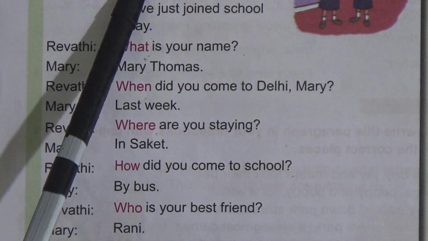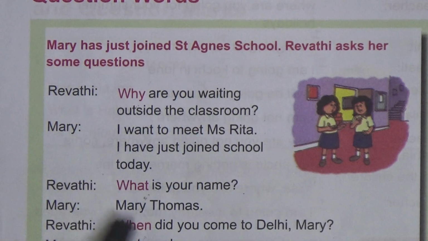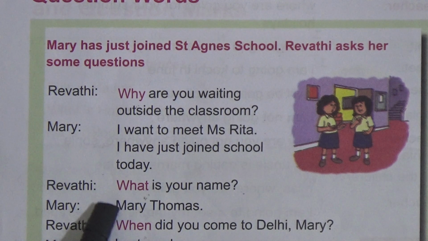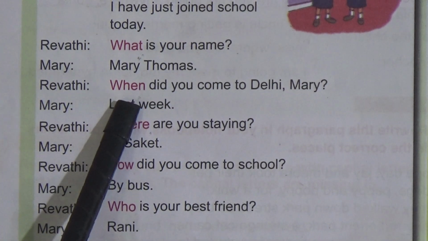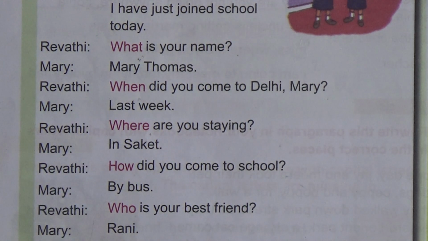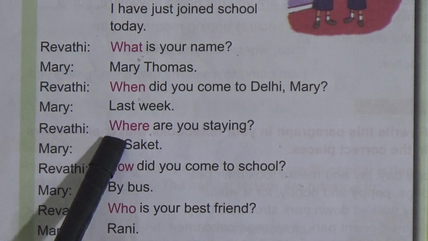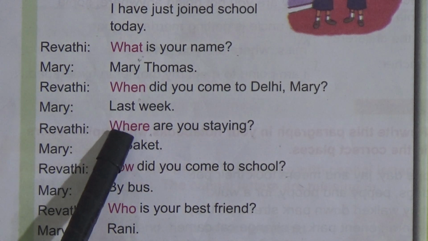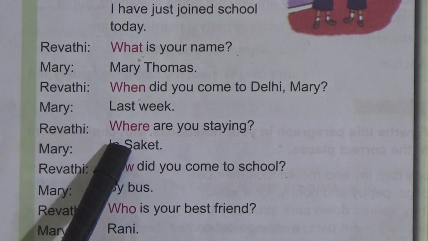Okay. Why means what's the reason behind any incident. What asks for something exactly. It may be someone's name, someone's living place. Okay. Directly answer. When indicates the time. That means when do you get up from bed, when your school starts, like this. Where indicates place. Where do you live in, like this. Okay.